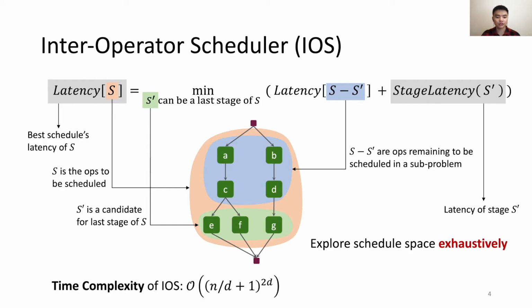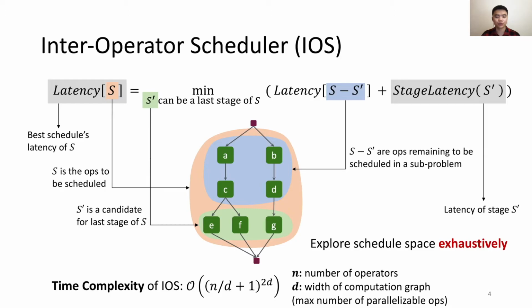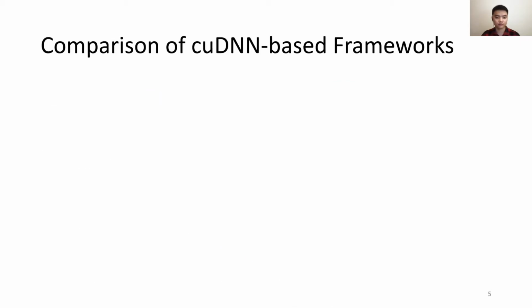The time complexity is (n/d + 1) to the power of 2d. Here, n is the number of operators, and d is the width of the computation graph, which equals the maximum number of parallel operators in the computation graph. For this model, we can concurrently execute operators E, F, and G, so d equals 3 here. Then let's have a look at the evaluation.